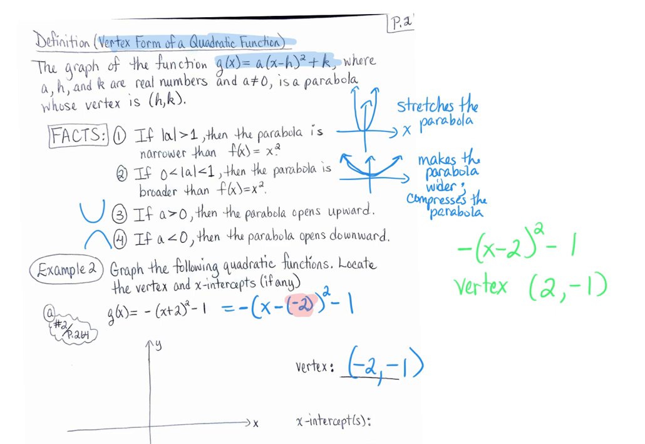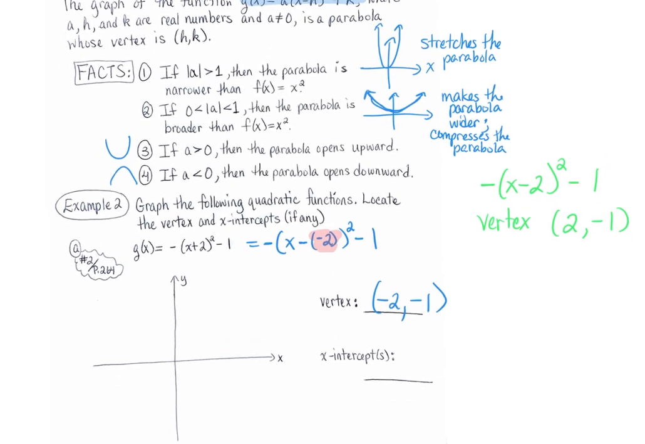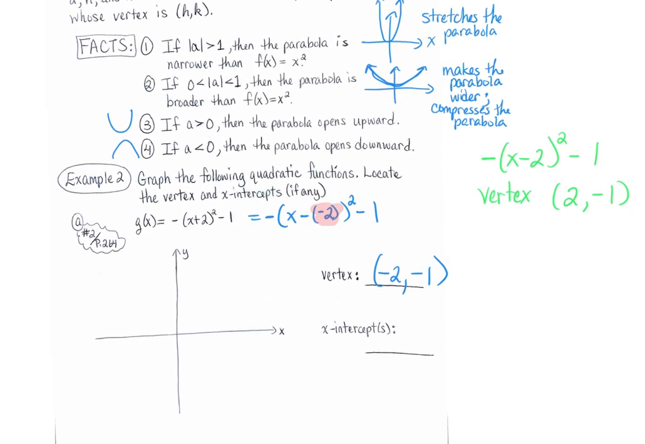Okay. So we identified our vertex. What else do we have to identify? Our x-intercept. How do we find our x-intercept? We said what equal to 0? Y. Very good.